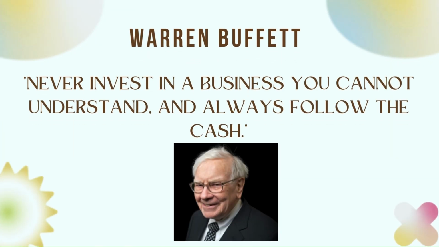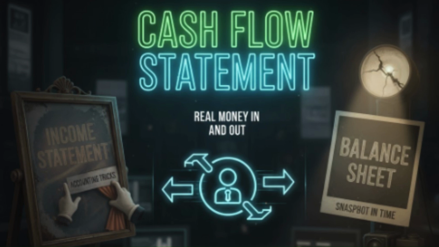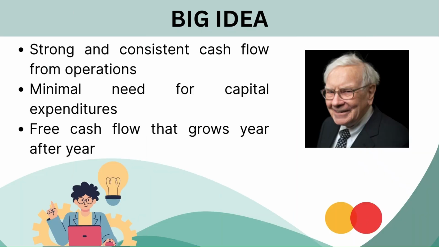forever. Here's Warren Buffett's golden rule. Never invest in a business you cannot understand, and always follow the cash. While the income statement can be manipulated with accounting tricks, and the balance sheet is just a snapshot in time, the cash flow statement shows you the real money flowing in and out of a business. Buffett looks for companies with strong operating cash flow, minimal capital needs, and growing free cash flow year after year. These moat businesses have durable competitive advantages that generate cash on autopilot.